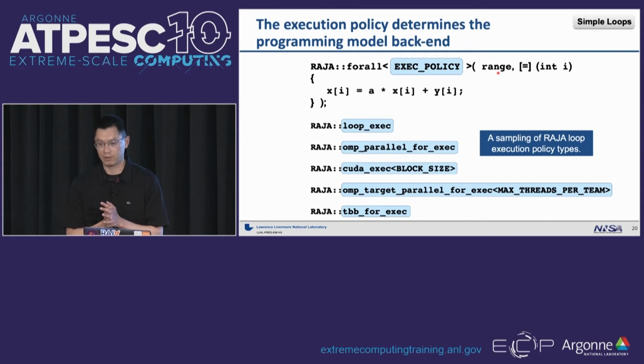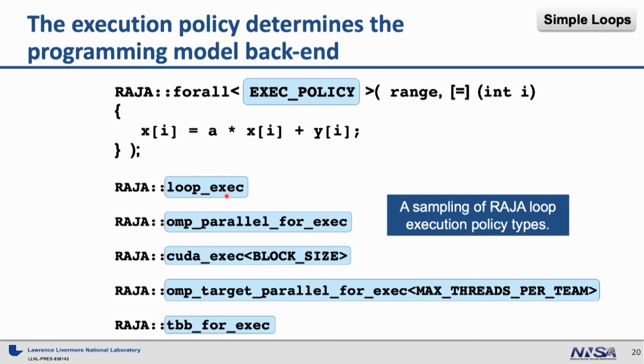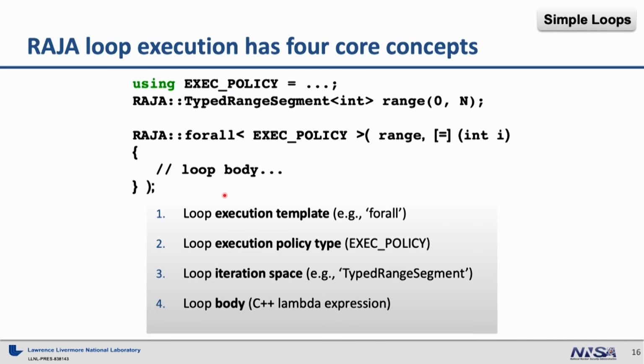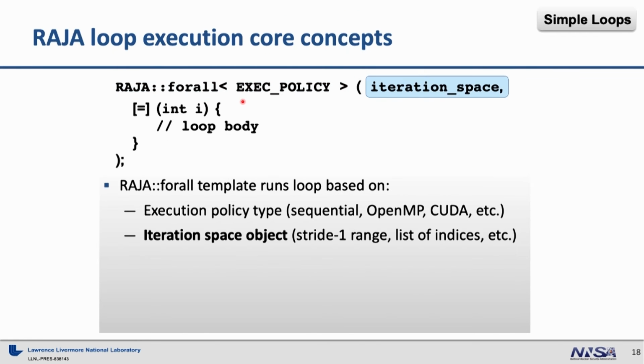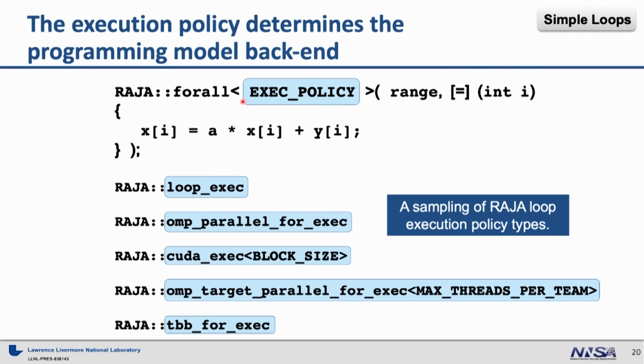These are some of the execution policies that we provide. Loop exec is actually the same thing as your standard for loop here. So if you want to just have a normal C++ for loop, you just use loop exec. OMP parallel for is the OpenMP policy. It puts a pragma OpenMP parallel for on top of your loop. For CUDA execution, we have the CUDA exec, but you have to pass in the block size, which is the number of threads per block, and so on and so forth.